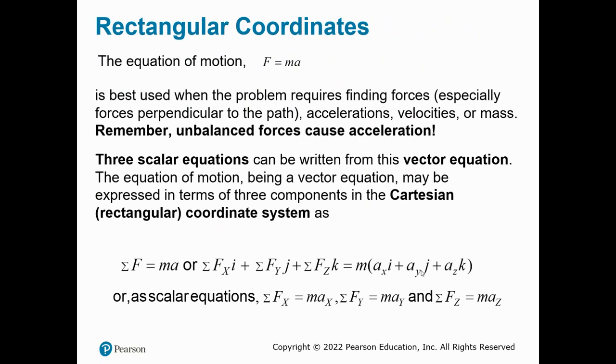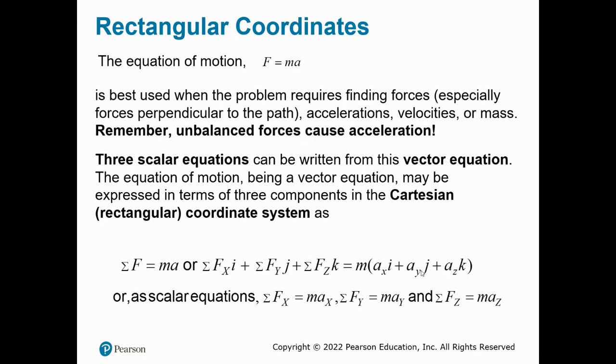Three scalar equations can be written from the vector equation. The equation of motion, being a vector equation, may be expressed in terms of three components in the Cartesian rectangular coordinate system. So sigma F equals ma, or we can break it into the three different directions, the i, j, k components. Sigma Fx corresponds to max in the i direction, sigma Fy will be may in the j direction, and sigma Fz will correspond to maz in the k direction.